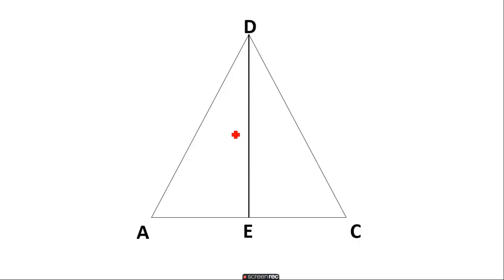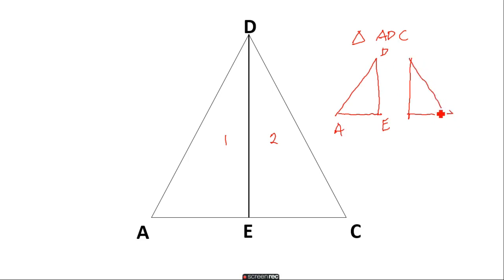Now, if we have this triangle ADC, how are we going to show the reflexive property of congruence? If we're going to separate the two triangles, we have triangle 1 and this is triangle 2. So if we're going to draw them, this will be triangle ADE, and we also have the second, triangle DEC.